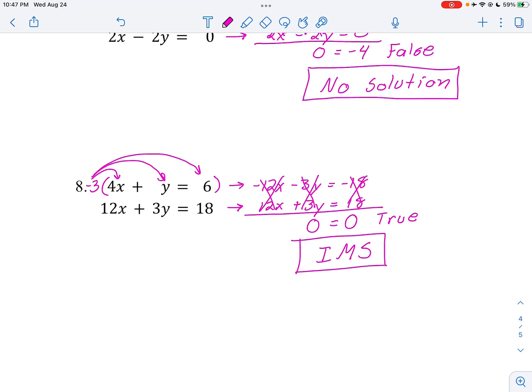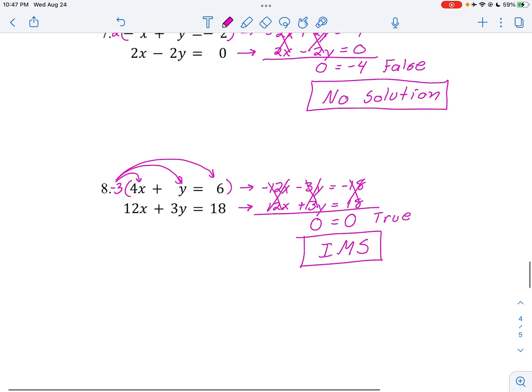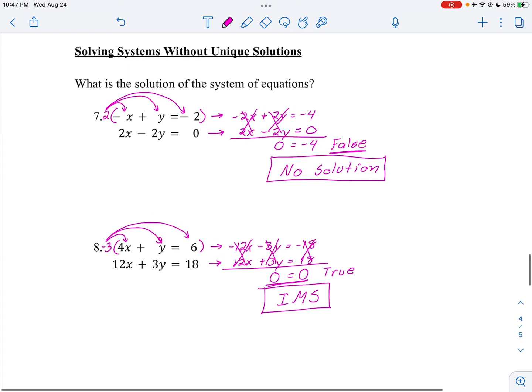So these two cases don't come up that often, but they do occasionally come up. So we need to know that if we have all of our variables cancel and we get a number equals a number that is not true, it's no solution. If it is true, then it's IMS. All right, so that finishes up solving systems algebraically.